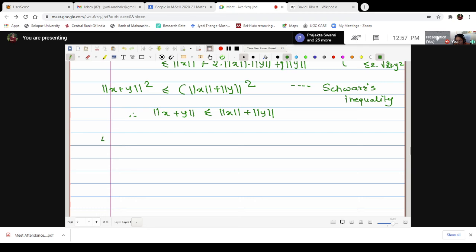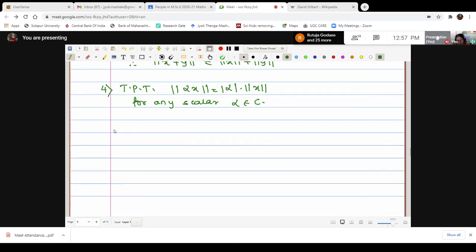Let us go to the fourth condition. In the fourth condition, we want to prove that norm of alpha x is equal to mod alpha into norm of x. Okay, let us start for any scalar. Here we will write for any scalar alpha in C.